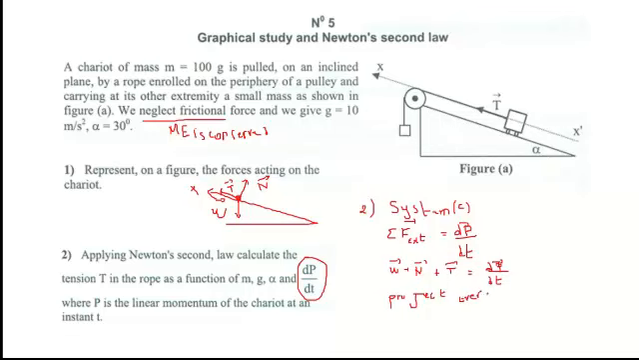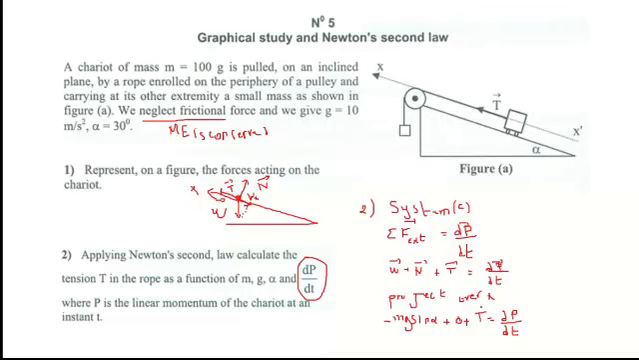Here, W is opposite to the x-axis, so its projection Wx is negative. It will be minus mg sine alpha. And the normal, its projection is 0 since it's perpendicular, and the tension, its projection is plus T since it's parallel and in the same direction as the x-axis. So we get this equal to dp over dt.